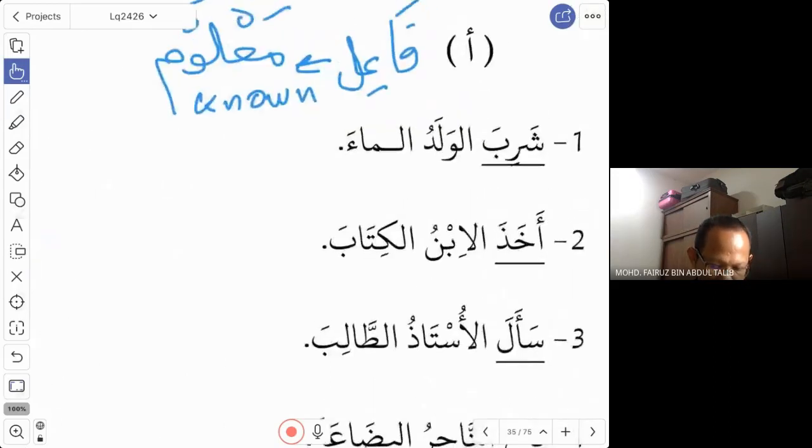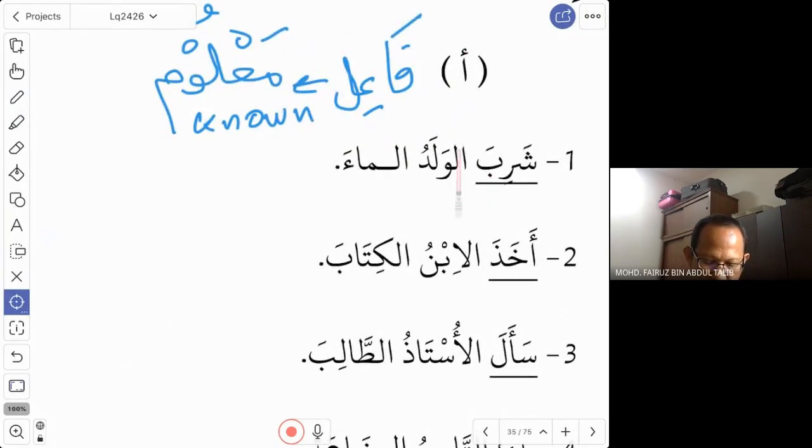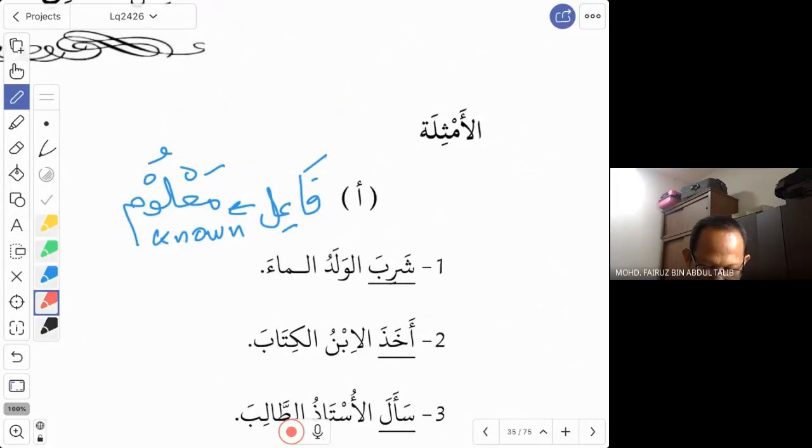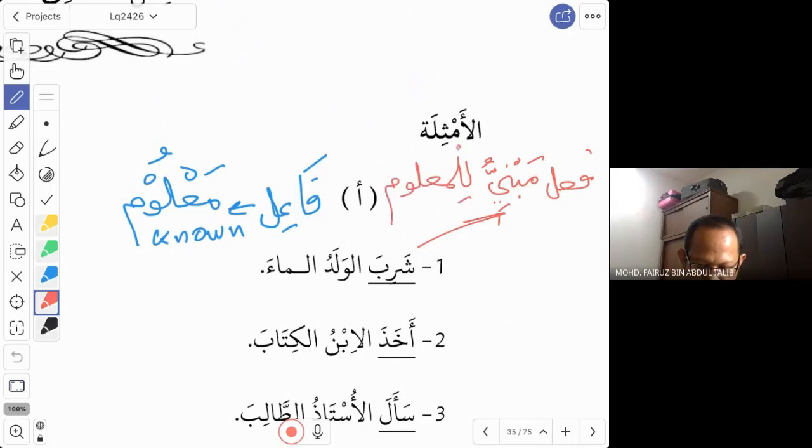In the first sentence, shariba is the fi'il, and this is the fa'il. When the fa'il is known and mentioned, this fi'il is called fi'lun mabniyun lil ma'lum, the fi'il which is built for the known. Known here means the fa'il is known.